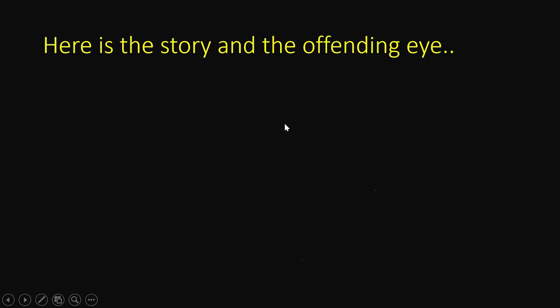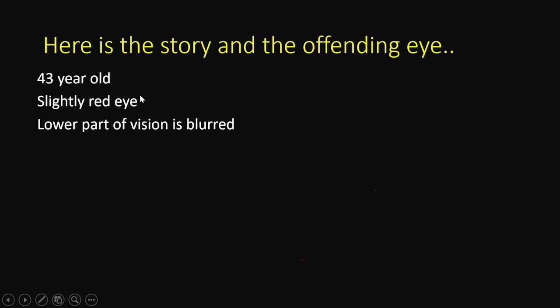I think we've got the last one, which you'll be pleased to hear. A 43-year-old, slightly red eye, lower part of vision is blurred. I'm really mean, aren't I, with the information? And if you can hear running water, it's because there's a broken tap behind me, because this is the NHS, and it's been dribbling like that for weeks.